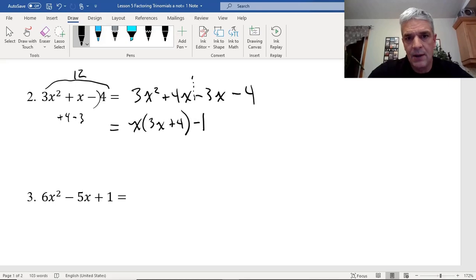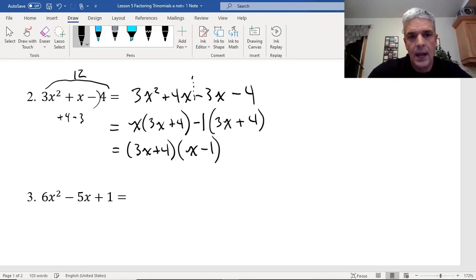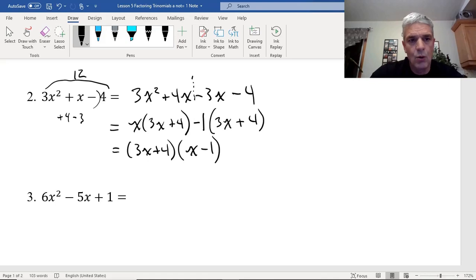So when I pull out a -1, I divide both of these by -1, and I end up with 3x plus 4 again. Because remember, the -1 is coming out of the 3x, but also the -4, because -1 would multiply back in again. Now you'll see that I got 3x plus 4, and I got 3x plus 4, so I can factor by grouping to get 3x plus 4 times x minus 1. And I'm done. I've completed the question.